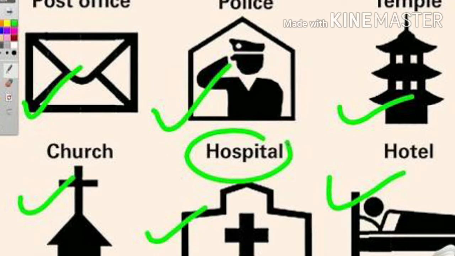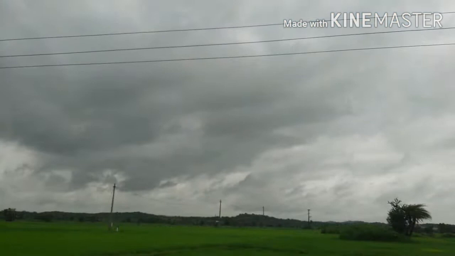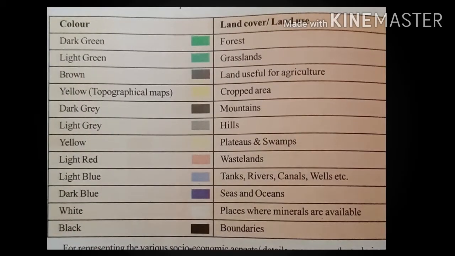Some area they may keep as waste or fallow land. These areas they are using for collecting the water. There you can see tanks or ponds. And one more important thing, that in our map different areas can be shown by colors.